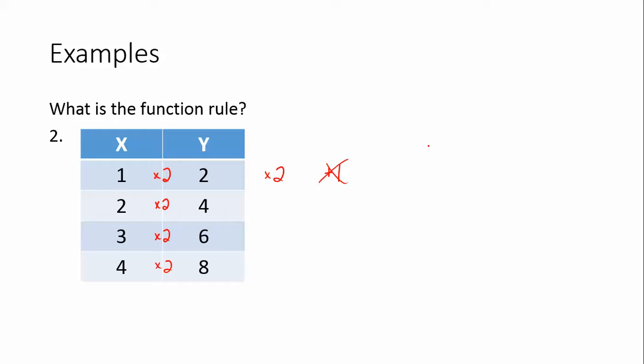So when we write our function rule, we say y equals, and you can write x times 2, but typically we write that by saying 2x. So you're going to take your input, multiply it by 2 to get your output.